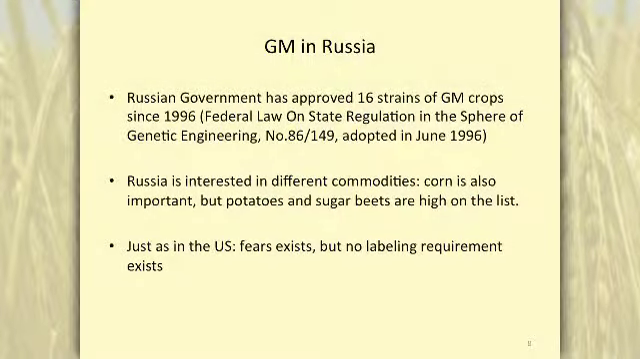Okay, so here we go. Genetically modified food in Russia. Like the Soviet Union, Russia wants to catch up. Very much impressed with the US leadership in this field, but it's much smaller currently. The Russian government has approved 16 strains of genetically modified crops since '96, which is when the federal law on the regulation of genetic engineering was passed.